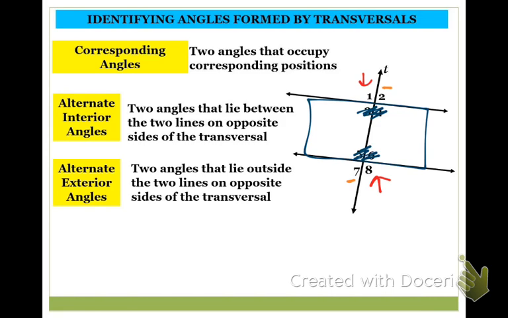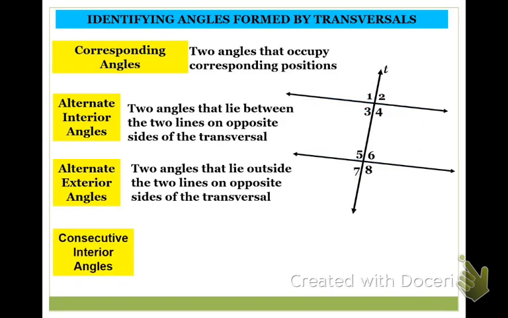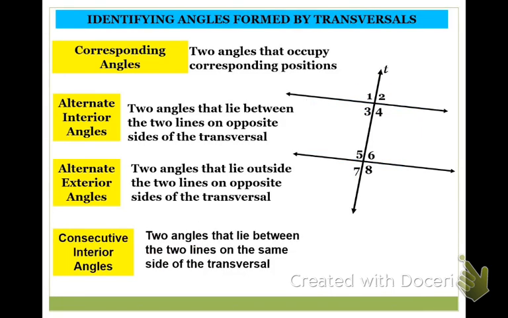We have one more. It was consecutive interior. So where do both of these have to be? Inside. And then what does consecutive mean? Same side of what? The transversal. Okay, so our first pair would be what numbers? 3 and 5. So these two would be a pair. And then on the other side, 4 and 6. Okay, 3 and 5, 4 and 6.